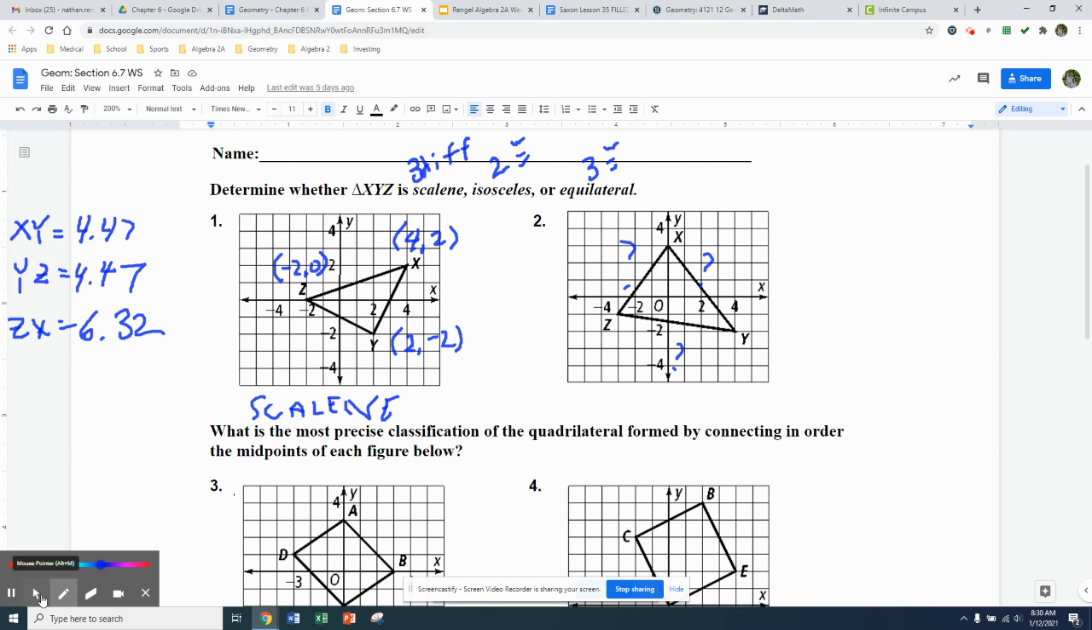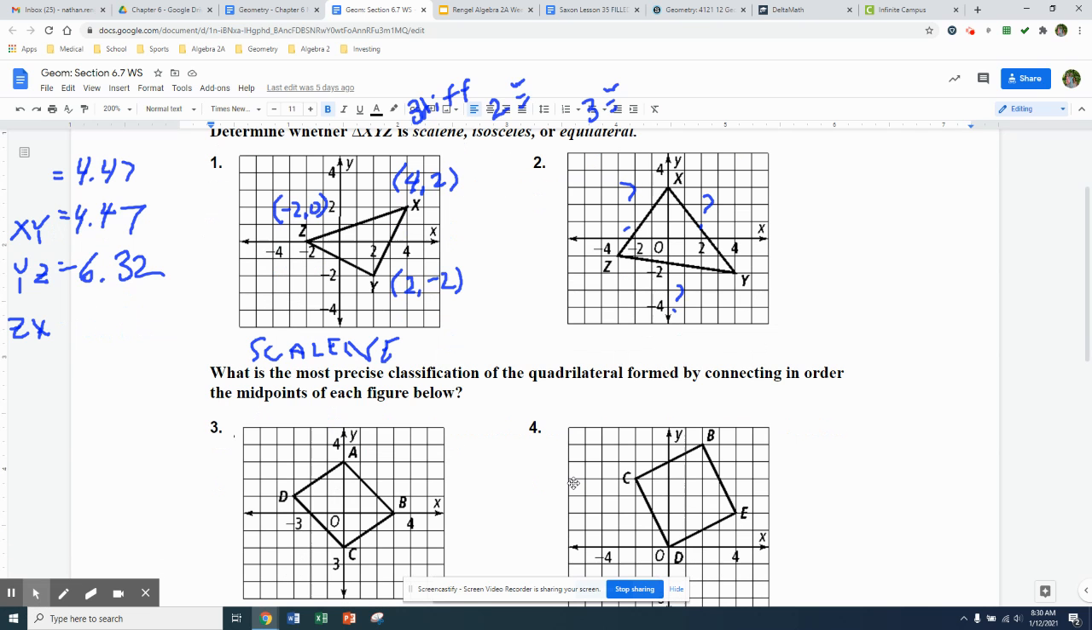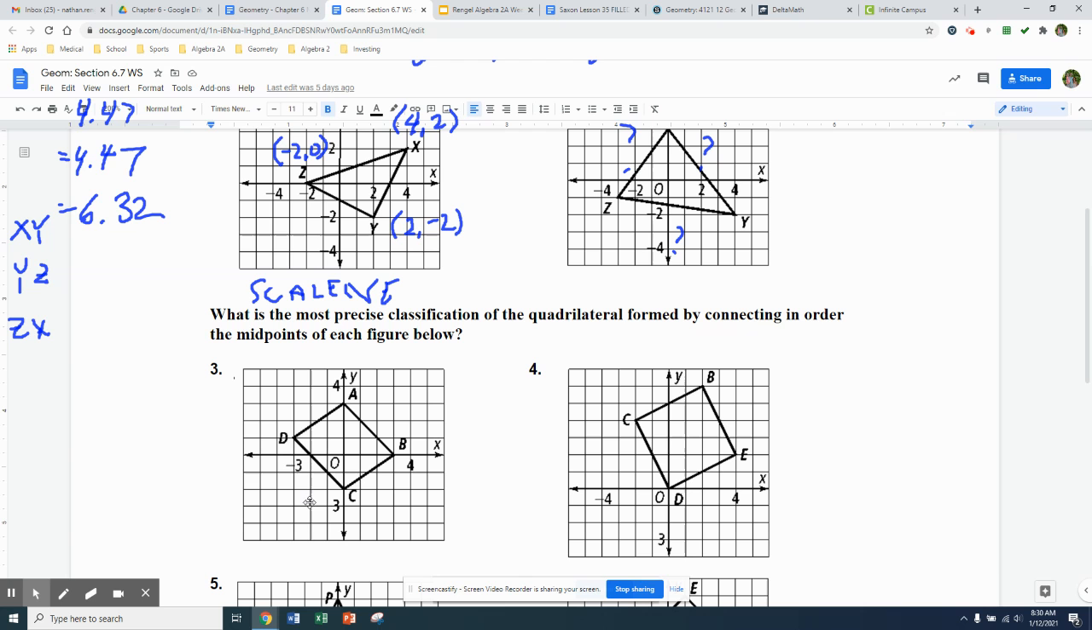The second thing we're going to do is just talk about the midpoints. So we're going to check out the midpoints of these figures, of this number 3 down here. Once we find the midpoint, we can construct a figure, and then we're going to determine what type of quadrilateral. So a midpoint is going to be the direct middle of a segment.